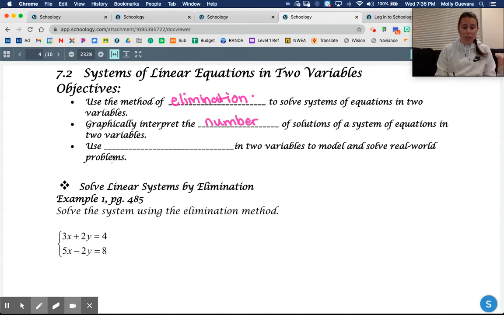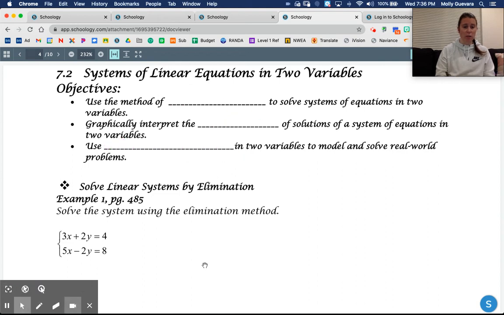And then we're going to use systems of linear equations, still in two variables, to model and solve real world problems. So again, we're just focusing on two variables. 7.3 notes will be all about solving when you have three variables.